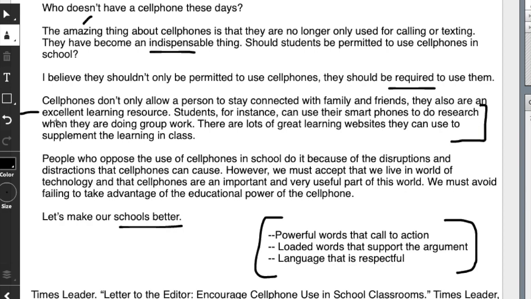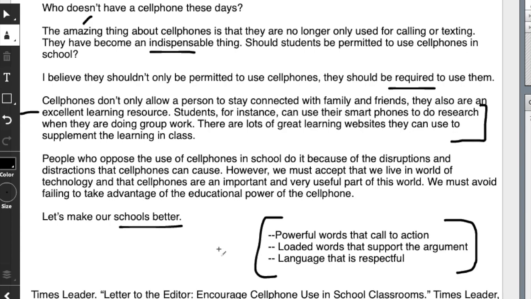So by taking this loaded word choice and coupling it with his or her reasoning, that makes the argument more powerful. So when you're writing your persuasive argument, think about what your argument is and what your evidence will be, and then use loaded words and powerful words to build into your evidence, to set up your evidence, like a segue.